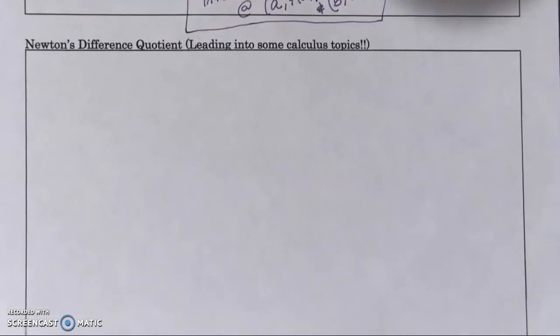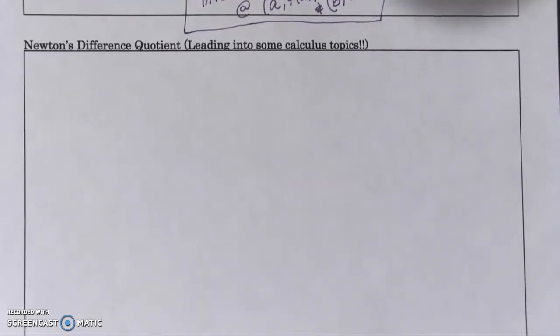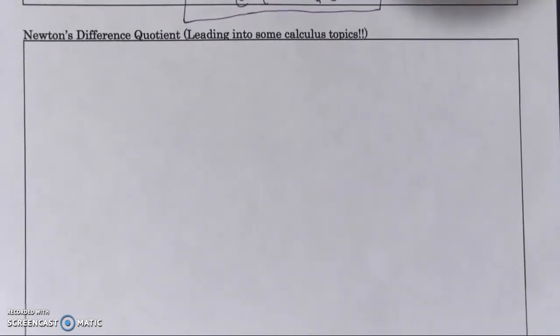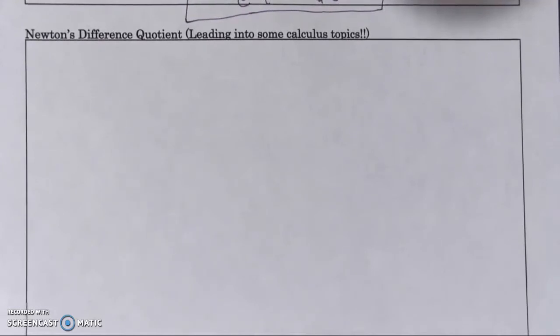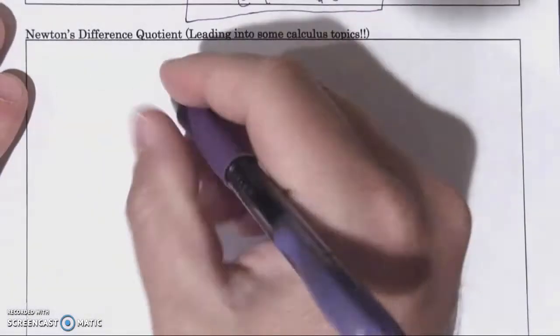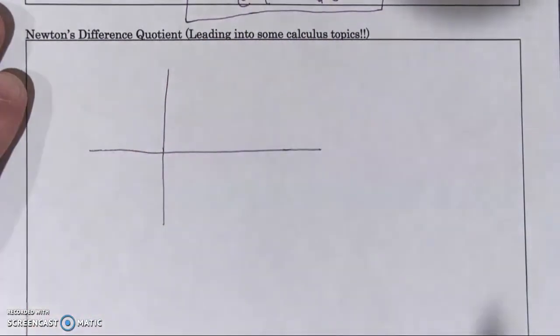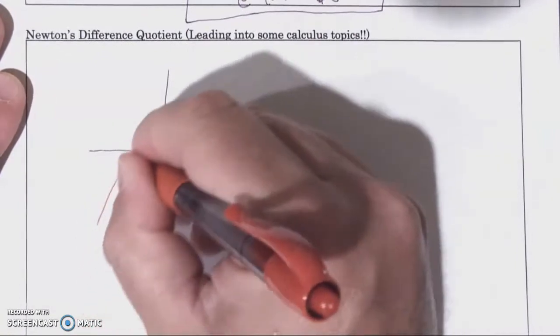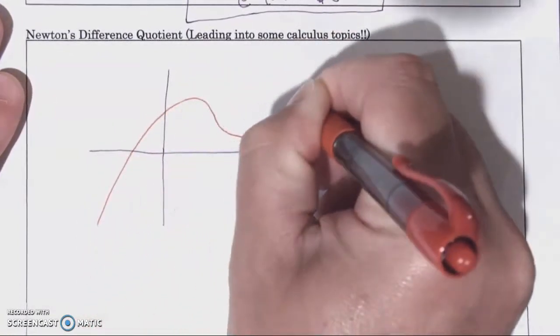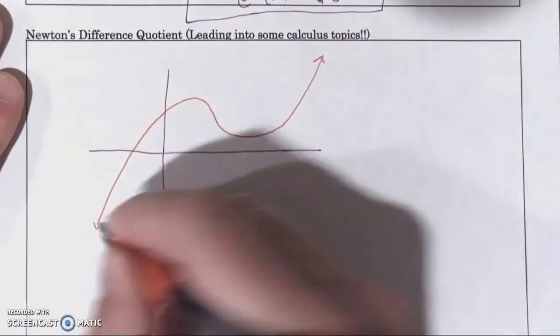Okay, so let's talk about Newton's difference quotient. And we'll lead in maybe to our calculus topic. You guys have seen that f of a plus h minus f of a all over a plus h minus a. Okay, so here comes a graph. And again, same type of thing. We'll draw a curve looking somewhat like this.